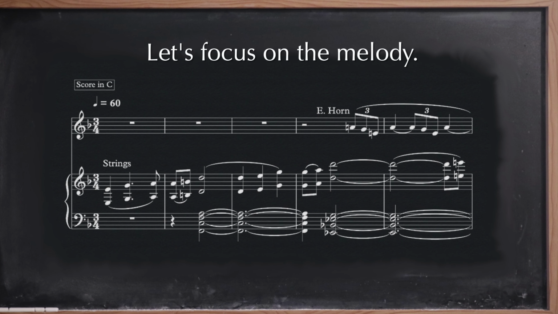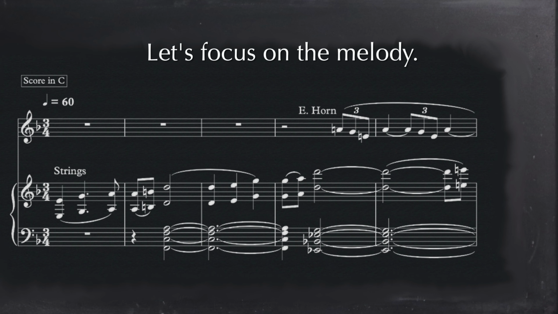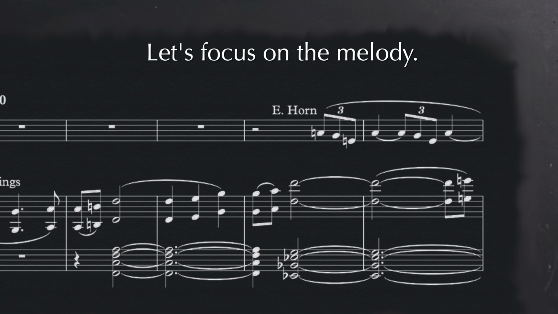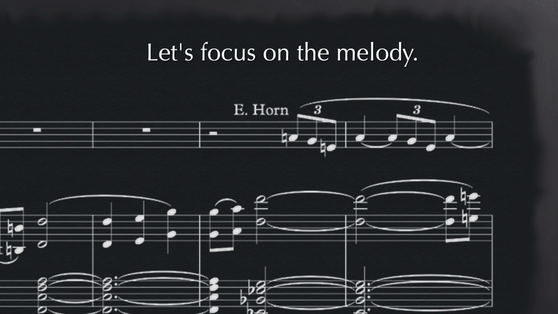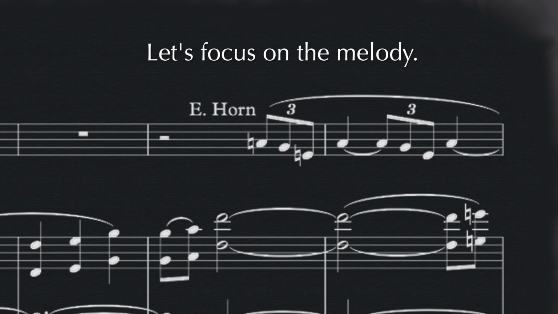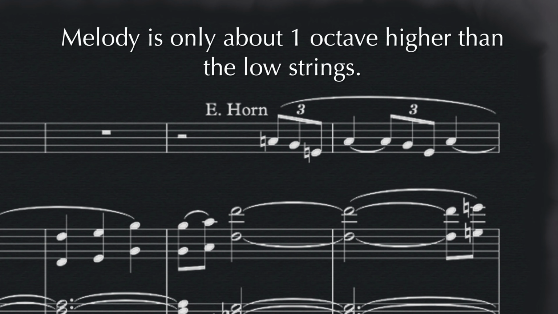Now we're going to focus on the melody, which is being played in the English horn and the flute. And the melody also uses the same approach of masking the dissonance just as it did in the higher strings. But in this case, the melodies are only played about 1 octave higher than the lower strings.